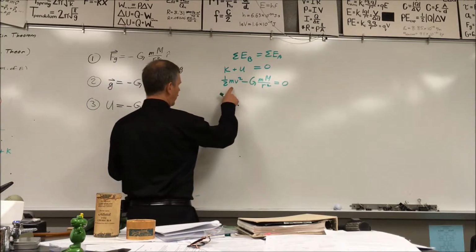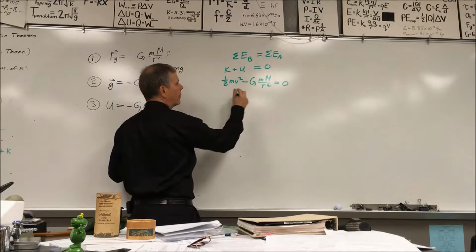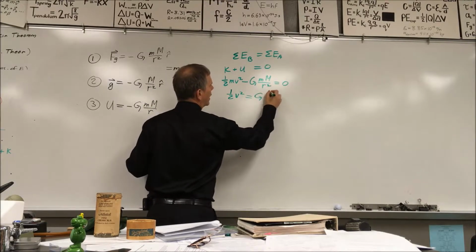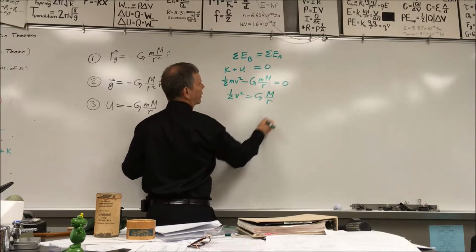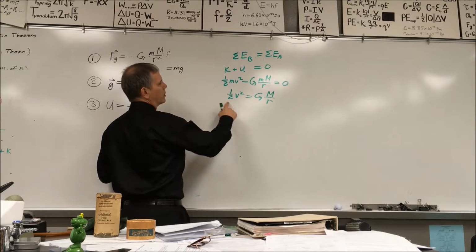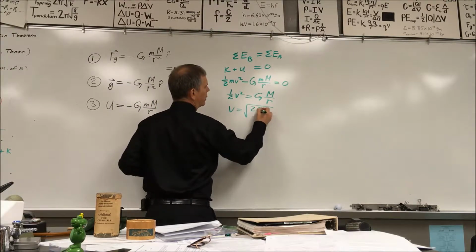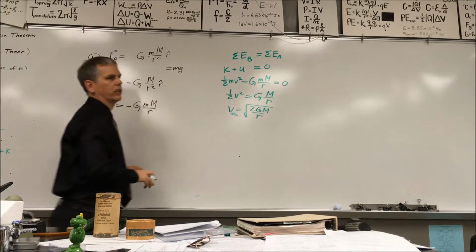So let's solve for that velocity. We're going to bring that to the other side and get rid of the m. So we have 1/2 v squared equals G big M over, oh, that's r, not r squared. Someone probably saw that, right? Okay, so now I solve for v. V equals the square root of 2GM over r, and that's our escape velocity.